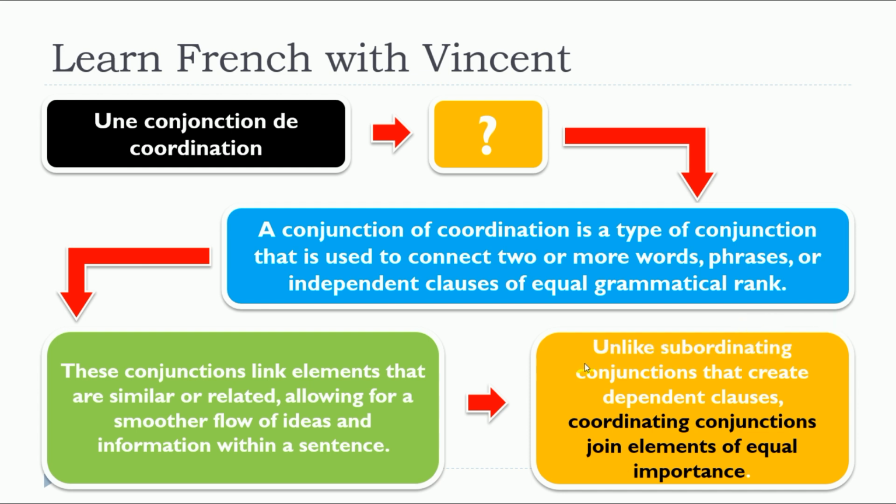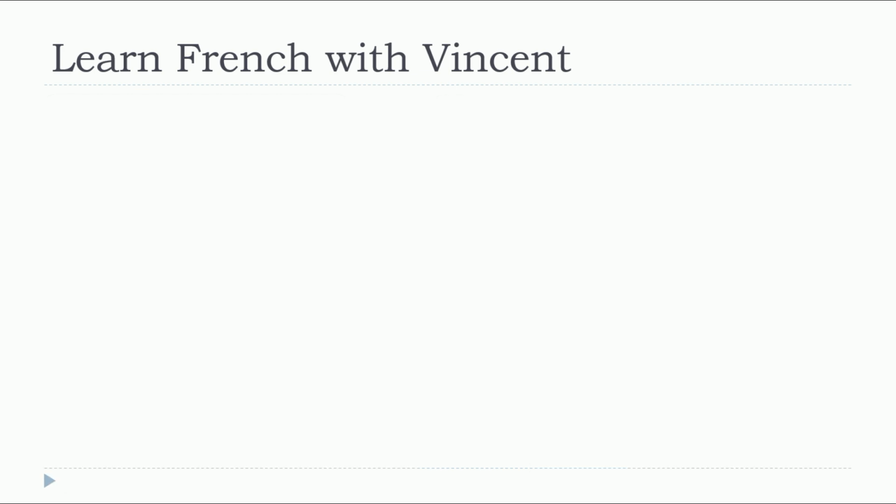Unlike subordinating conjunctions that will create dependent clauses, coordinating conjunctions join elements of equal importance. This is the important thing. All the elements that will be linked with these conjunctions will be of equal importance. So let's have some examples now.